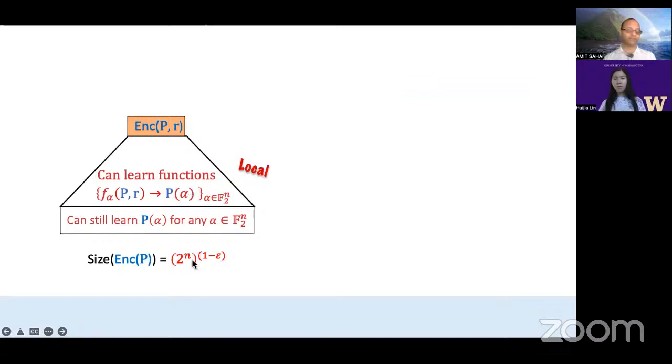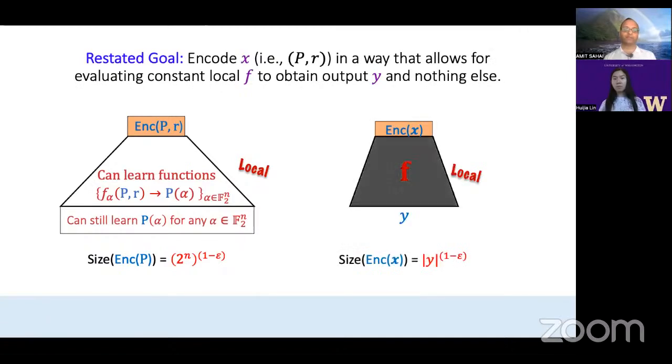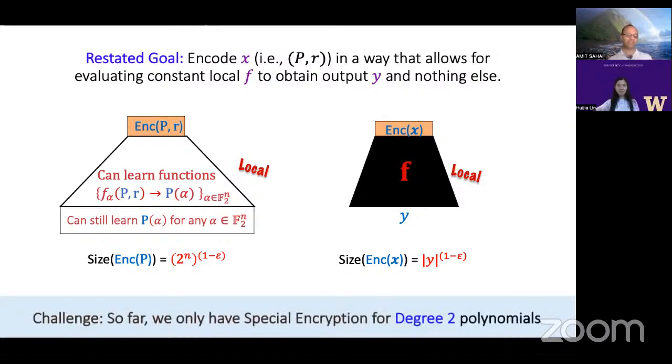And we wanted the size of the encryption to be polynomially smaller than the truth table, than the output that we want to be able to obtain. So we're going to abstract that out a little bit and just think about a case where we have to encrypt just some input x, and we have a function f, which is local. It produces some output y, and we want the size of the encryption then to just be polynomially smaller than this output y. Okay. And again, the main challenge is that we only have the special encryption for degree 2 polynomials, whereas these polynomials f will be local and constant degree for general constants. So with that, let me turn it back over to Rachel.